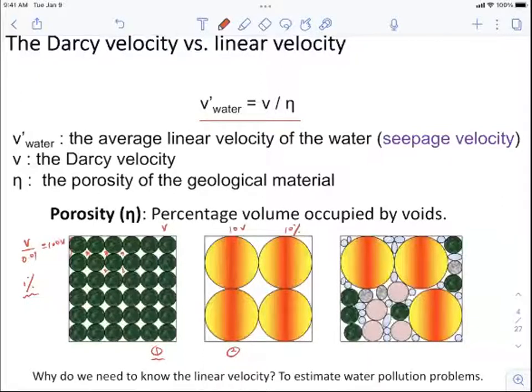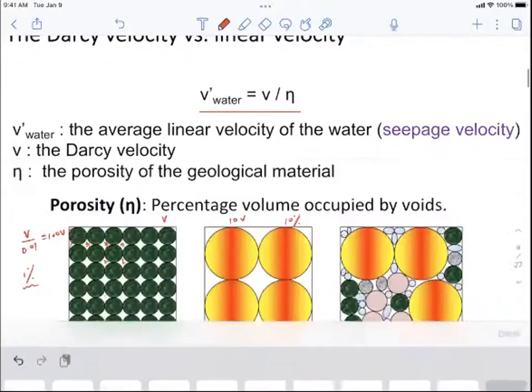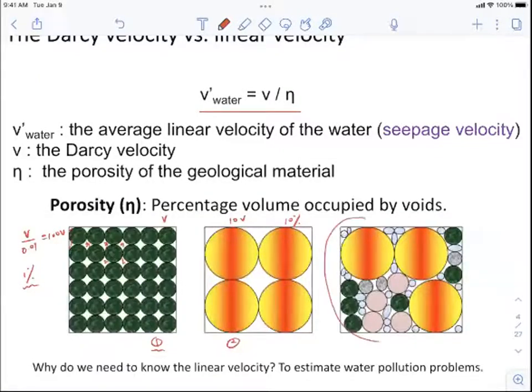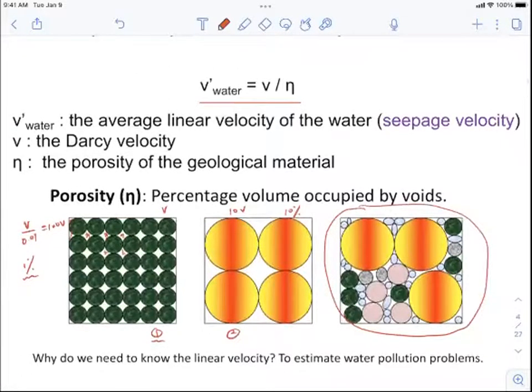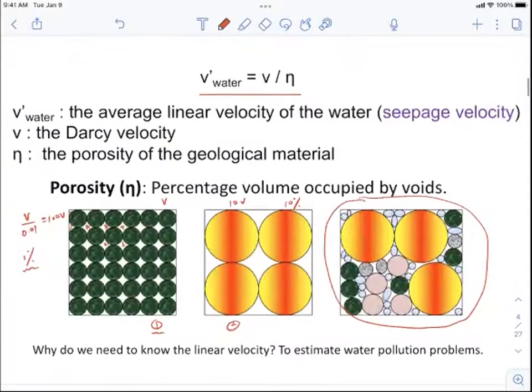But of course, we know that actual soil is going to have this type of geometry, right? So you're going to have a few larger grains, and then the pores are going to get filled by these finer sand particles, so that the actual velocity is even lower compared to the ideal situation. So then you may wonder, why do we need to know this linear velocity? Isn't the Darcy velocity good enough?